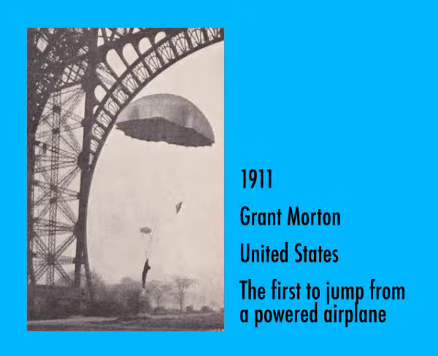In 1911, Grant Morton made the first parachute jump from an airplane. Morton's device was of the throw-out type, where he held the parachute in his arms as he left the aircraft.